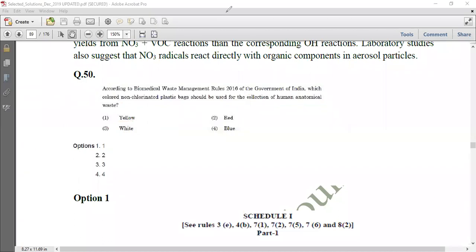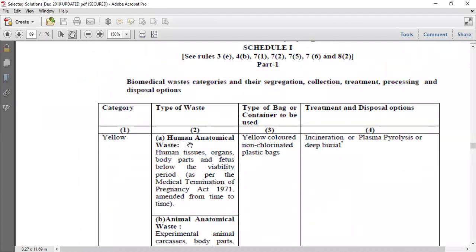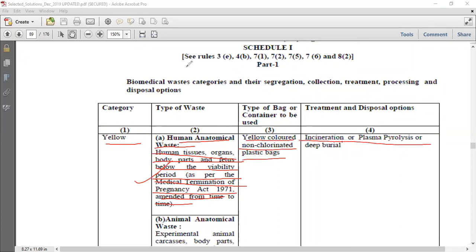in most places was red, if I am not wrong. You can see here it has been made yellow. It is directly given as yellow in the 2016 version. Human anatomical waste, human tissue, organs, body parts, and fetus below the viability period as per the Medical Termination of Pregnancy Act can be given in a yellow colored non-chlorinated plastic bag. The treatment method is given too, so this can be remembered easily.